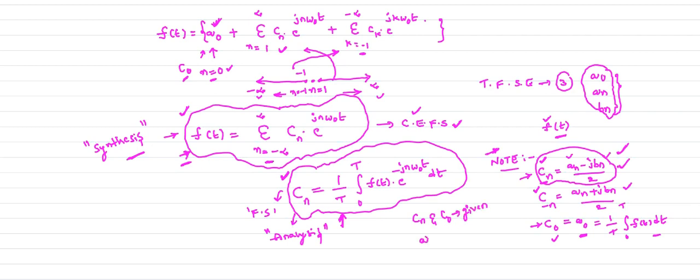Calculate the trigonometric Fourier series coefficients a0, an and bn. How can you calculate the trigonometric Fourier series coefficients? If the complex exponential Fourier series coefficients cn and c0 are given, how can you calculate a0, an and bn? Using these same expressions again.